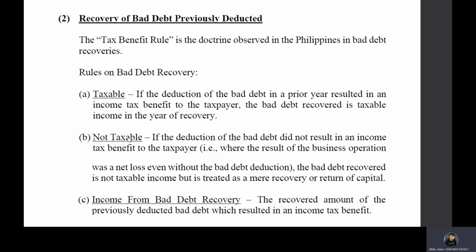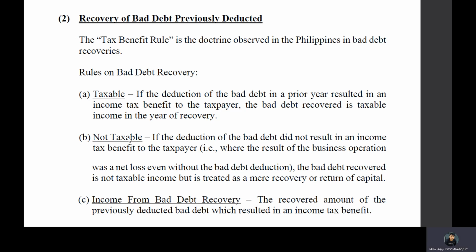So for example, last year nag-claim ka ng expense, no, for your bad debts. Let's say for example, 500,000. Kaso this year, na-receive mo or nakapagbayad din eventually. Na-receive mo rin siya. So since last year na-deduct mo siya for income tax purposes, this year need mo rin siyang masubject sa tax kasi nga nag-benefit ka na before. So yun yung tax benefit rule. So magiging taxable siya if deduction of the bad debt in prior year resulted in income tax benefit to the taxpayer. The bad debt recovered is taxable in the year of recovery.